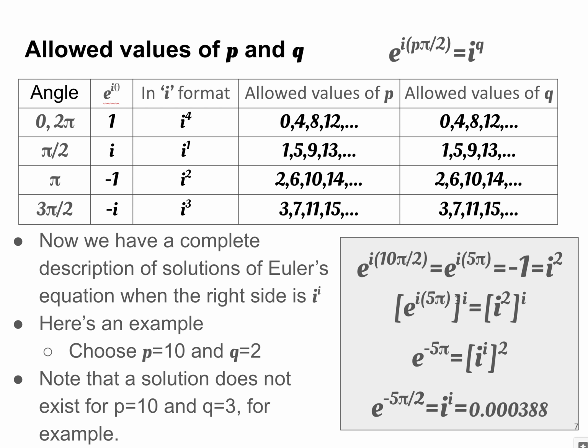This means we're really working with 5 pi, which is i squared. Raise that to the ith power, which means i squared gets raised to the ith power. On the left side, we have e to the minus 5 pi, because i times i is minus 1. On the right side, we have i to the i squared. So let's take a square root of both sides. And we have e to the minus 5 pi over 2 equals i to the i. This is different than the first result we got. And if we evaluate this on a calculator, we get this number, which is different than what we had before.